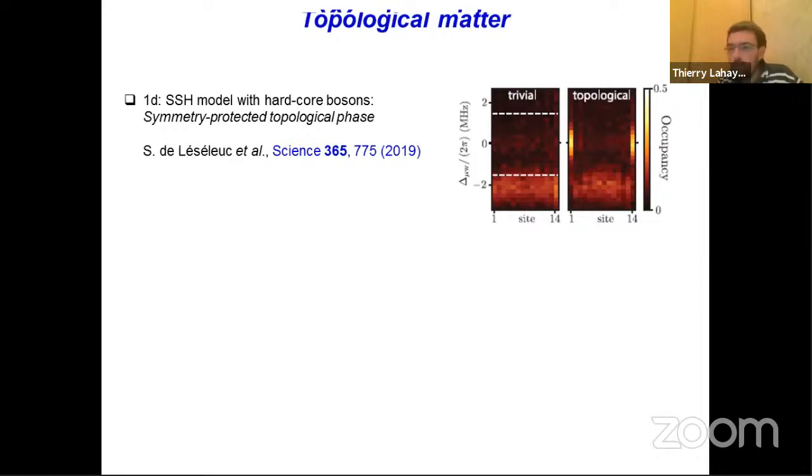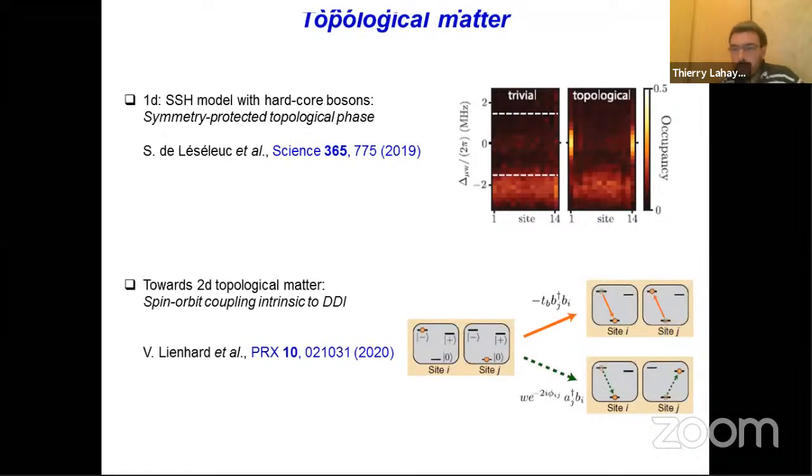So I have no time to go into the details, because I would need at least half an hour to get you through all of them. But this is also a nice feature of this platform. And so the next step, of course, is to go to 2 dimensions, because this is a bit more interesting for topology, because you don't need a symmetry to protect your topological phase. You can have intrinsic, robust topological order.